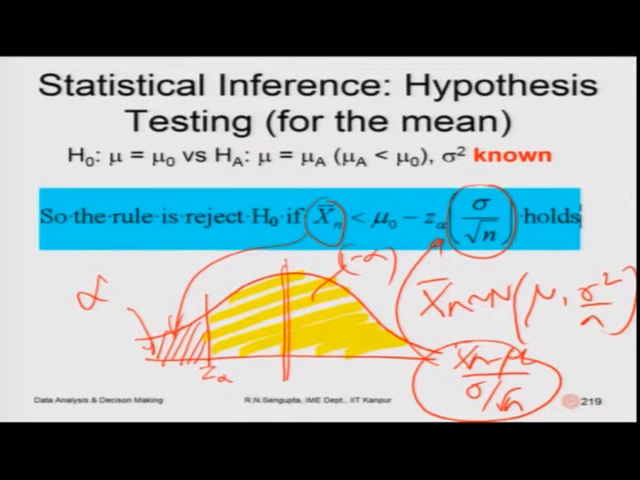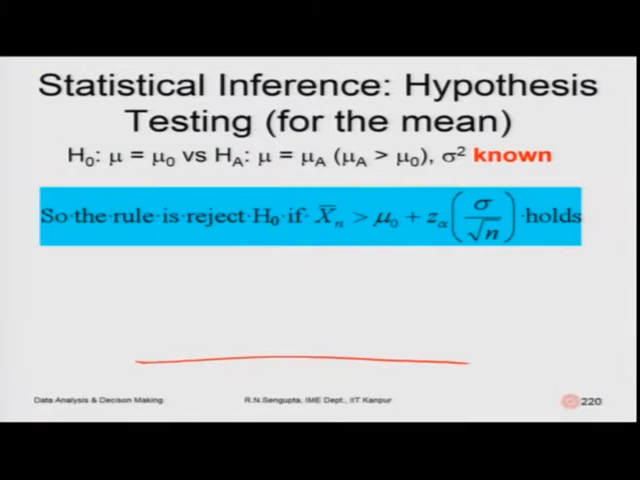Hence, the rule is that you will reject H naught if x bar n is less than mu naught minus z alpha sigma by square root of n. Before you proceed to the next rule, I will build up the story here. Now consider the null hypothesis mu equal to mu naught versus the alternate hypothesis mu equal to mu a, but mu a is on the right hand side, which means it is greater than mu naught. So what do we do? In this case you have to consider the right hand side, where I am hovering the pen, and the rule would be like this.